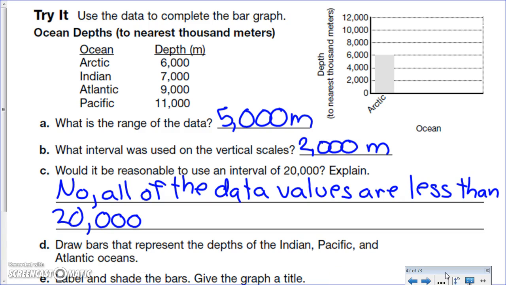Next, we're going to draw the bars that represent the depths of the Indian, Pacific, and Atlantic Oceans. So the first one we're going to do is the Indian, which goes up to 7,000 meters. So when we draw our bar, it's going to go halfway between the 6 and the 8,000 on the graph. Next, we're going to add the Atlantic Ocean, which goes up to 9,000 meters. So it's going to go halfway between the 8 and the 10,000.